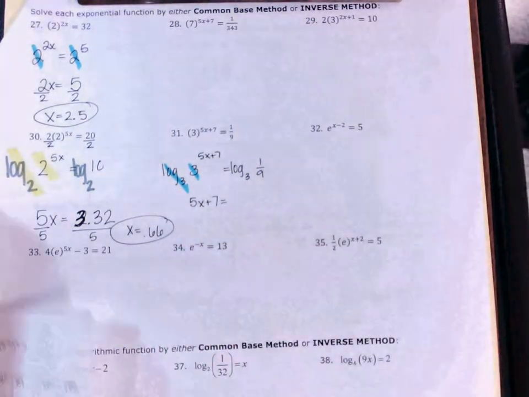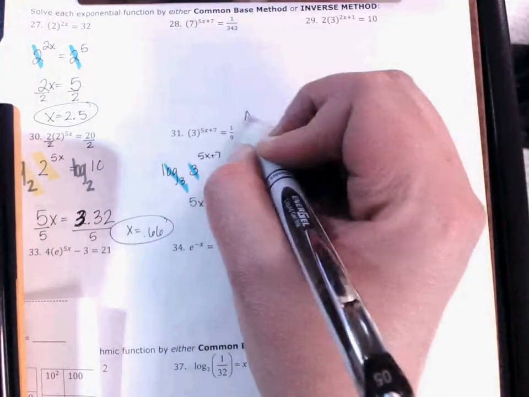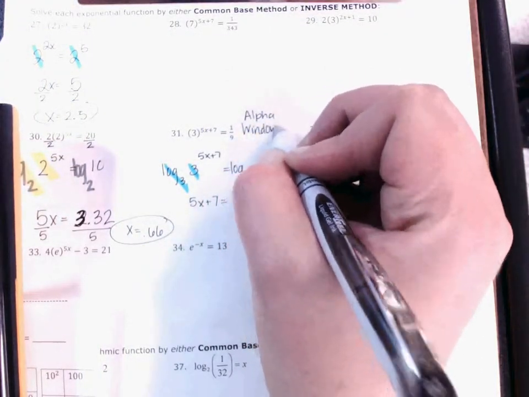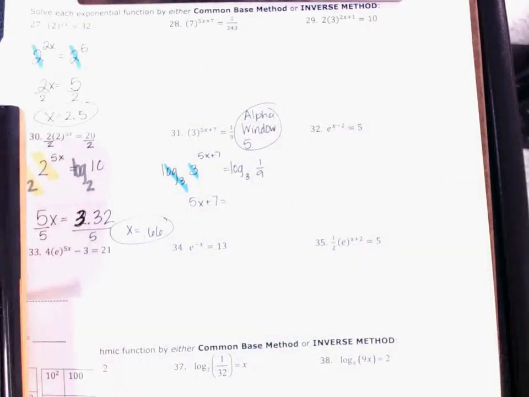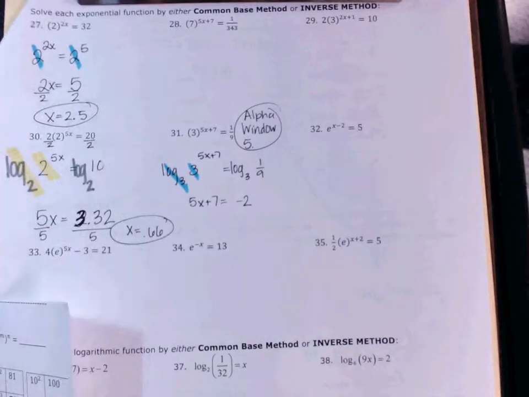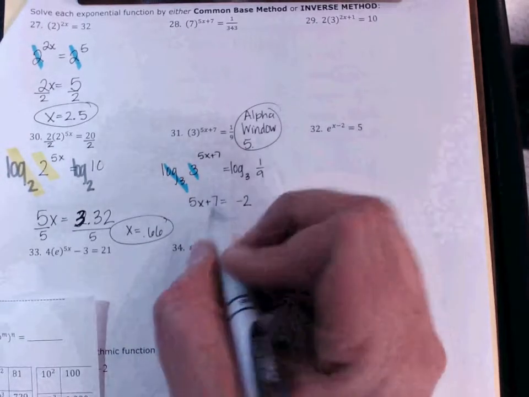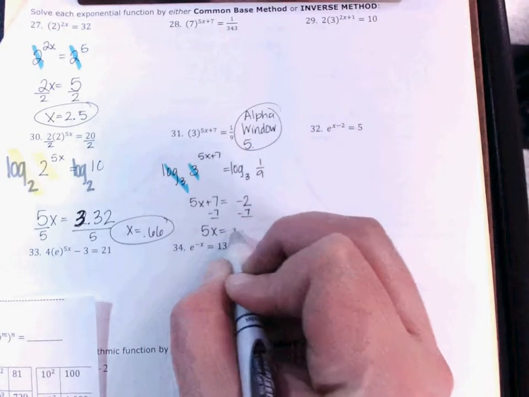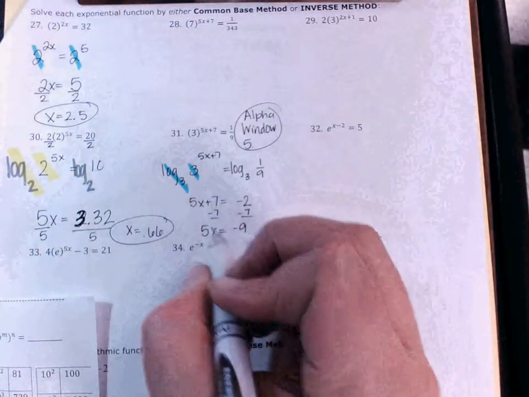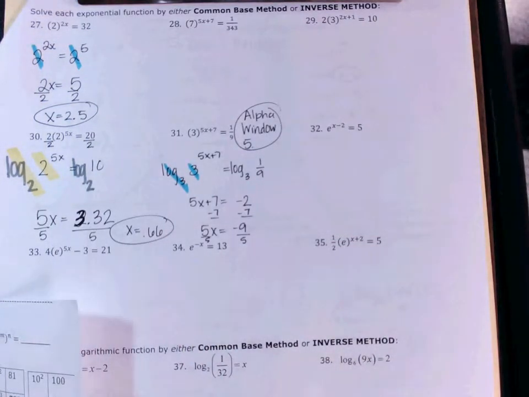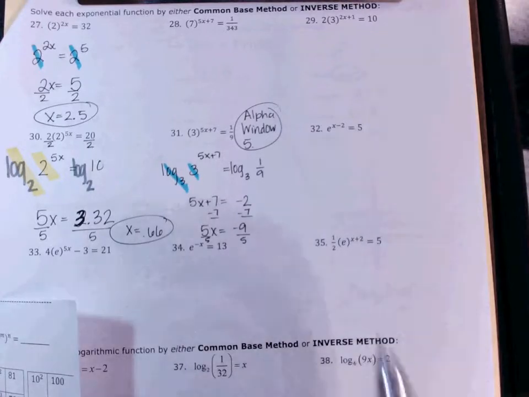And then in my calculator, remember that it's alpha window 5 to pull up the logs. -2. Very good. Then what would I do after that? Minus the 7. -2 minus 7 is -9. Then divide by 5. -9 divided by 5 is going to give you some decimal. 1.8?